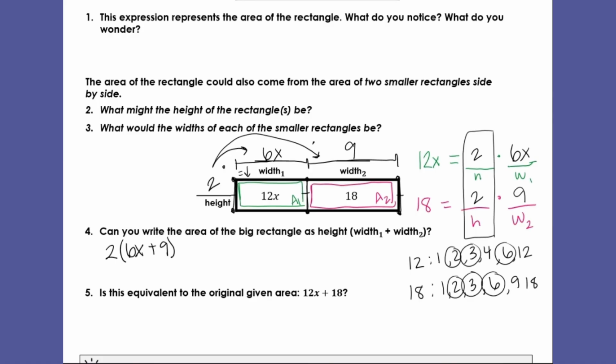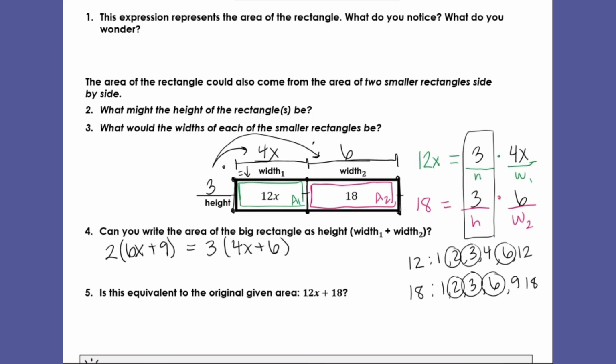Now, I'm going to go back and erase them. And I want us to think about, what if the height was 3? If the height was 3, then how would that affect our widths? So I'm looking at 3 times what would give me 12x. That would be 4x. And then 3 times what is 18? That would be 6. So another way to write the area of the big rectangle could be 3 times 4x plus 6, the height times the total width.